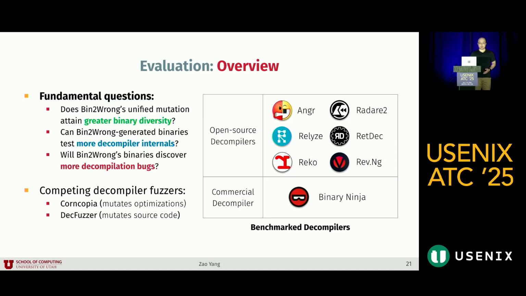To answer these questions, we choose 7 state-of-the-art decompilers to test Bin2Wrong with, including 6 open source ones and 1 commercial decompiler. And we choose 2 competing state-of-the-art decompiler fuzzers to evaluate Bin2Wrong against, including Cornucopia that only mutates optimization options and Decompiler for that only mutates source code.